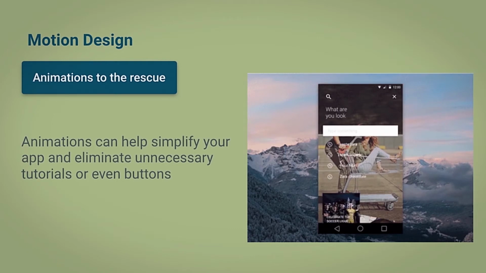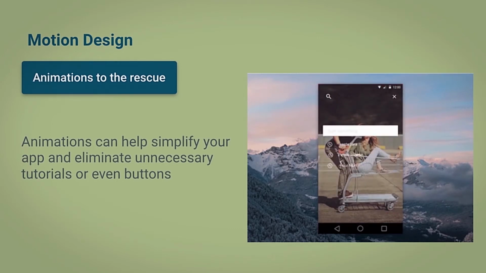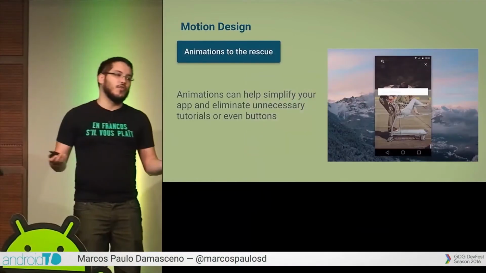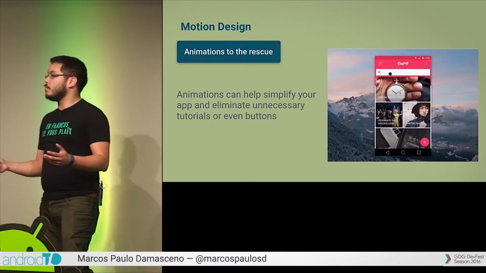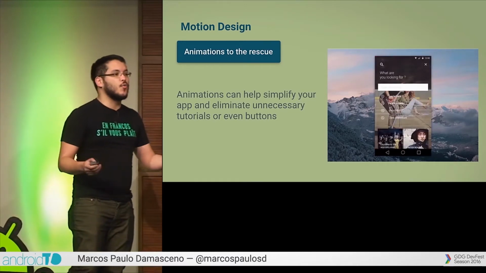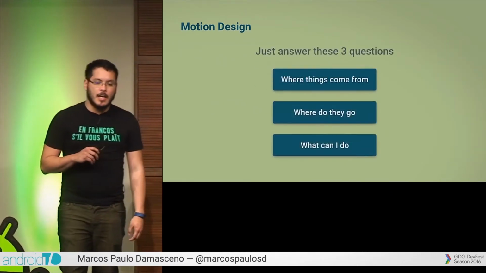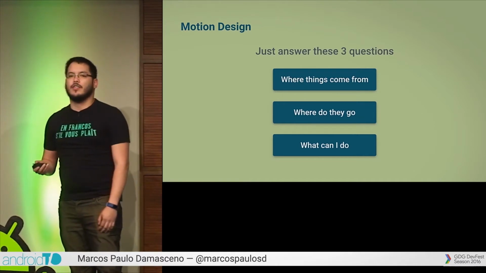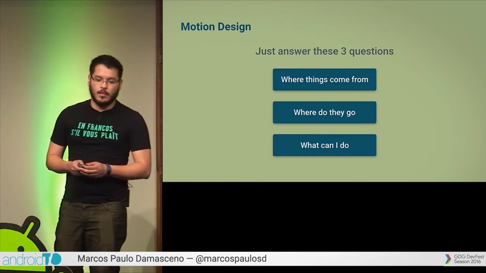So animations to the rescue. Animations can simplify your app and eliminate unnecessary tutorials or even buttons. Everybody hates tutorials that block the screen just to tell you what a button does, or if you can swipe or not, if you can scroll or not. If you use motion design, all you have to do is just answer those three questions. It's the most important thing, and you should never forget.